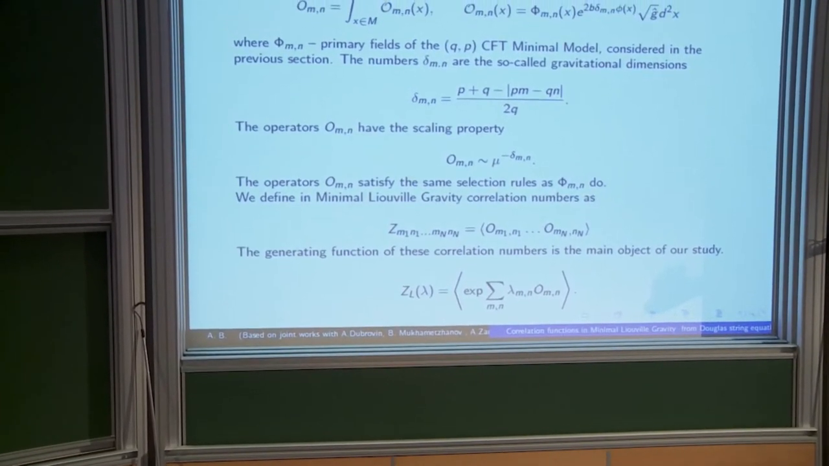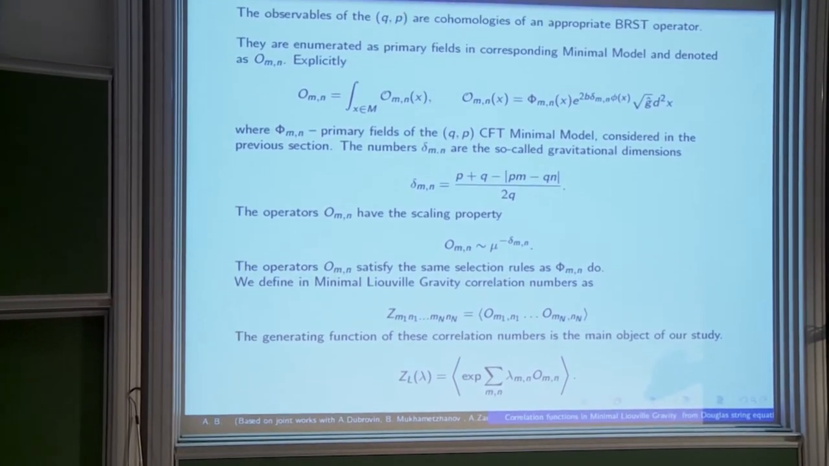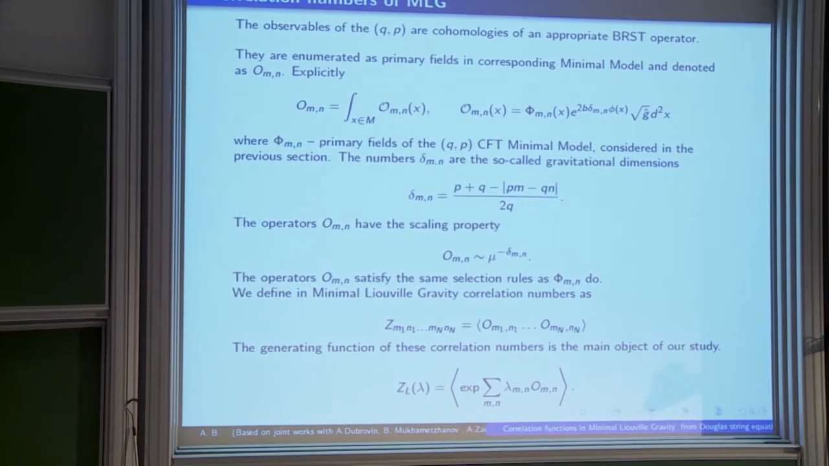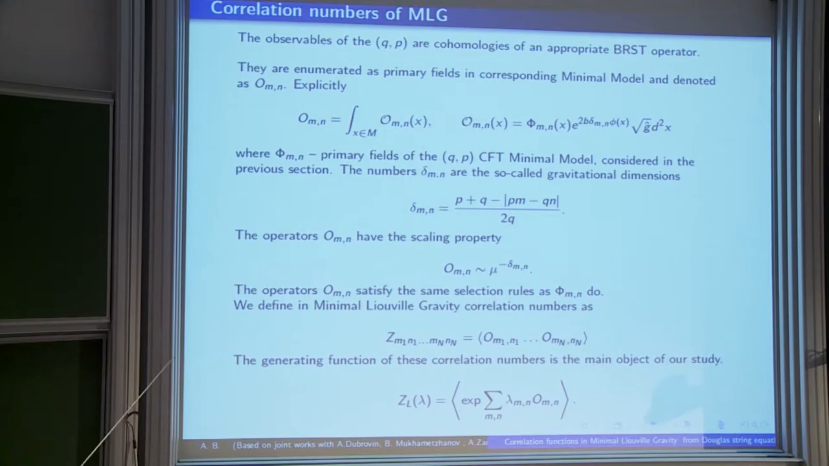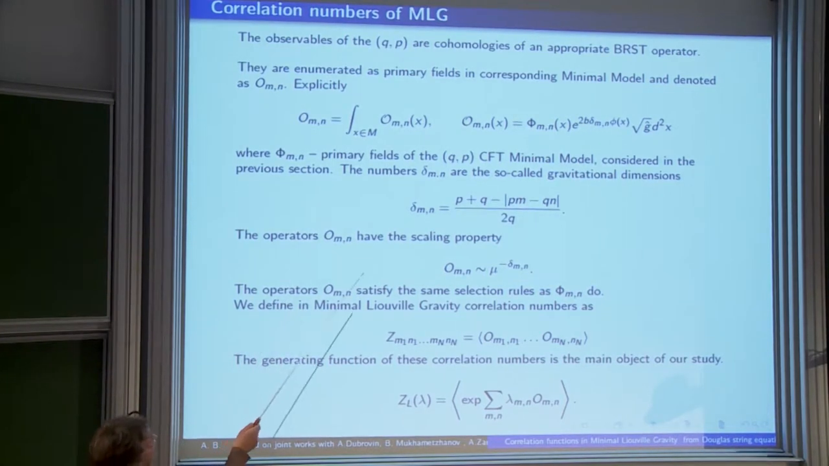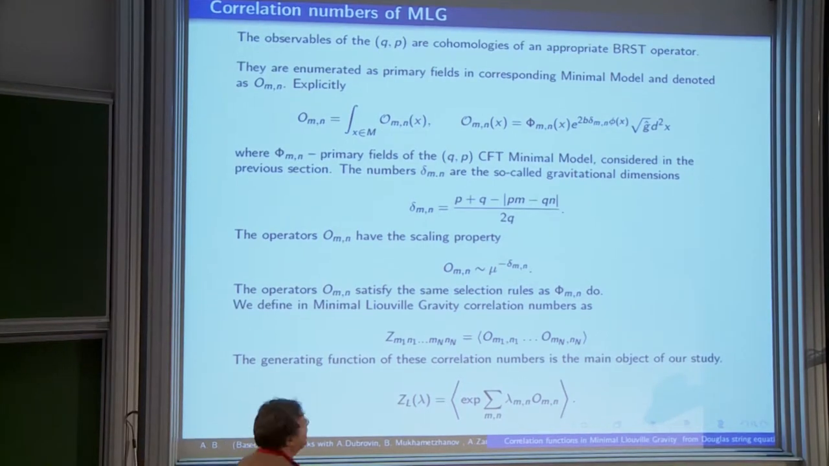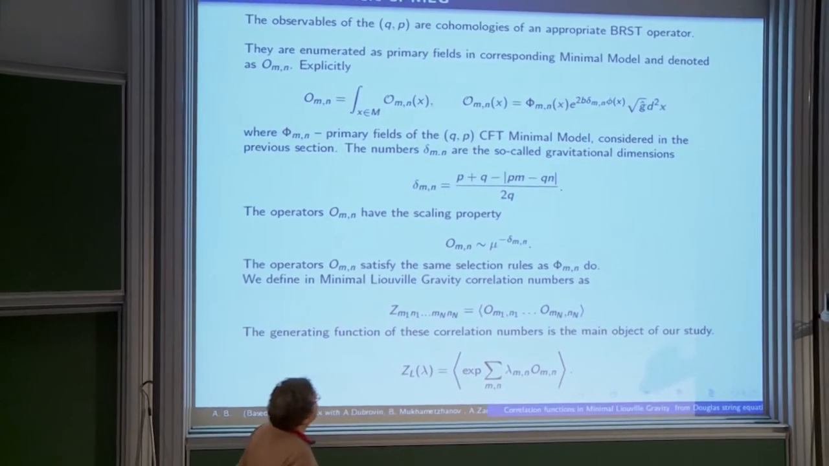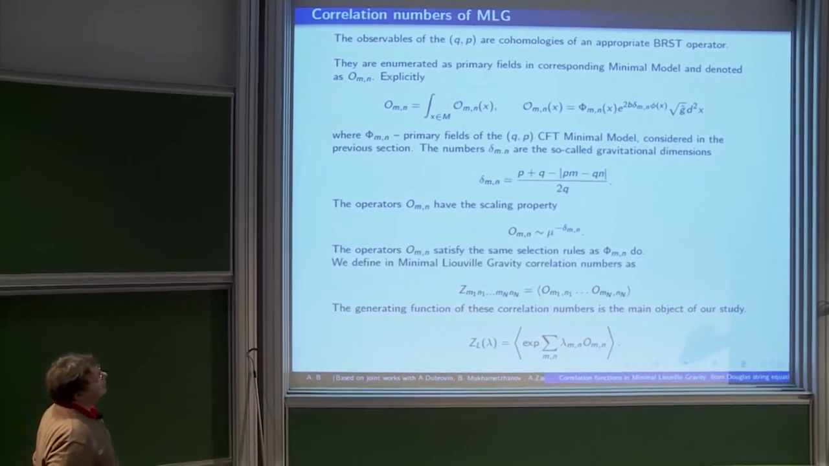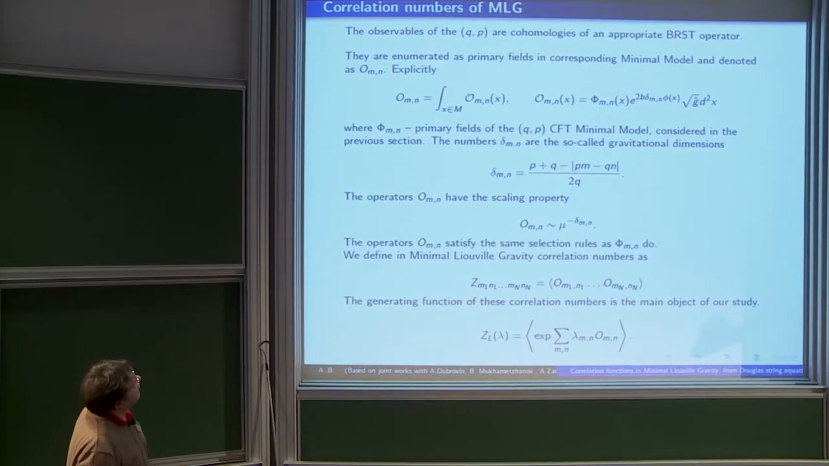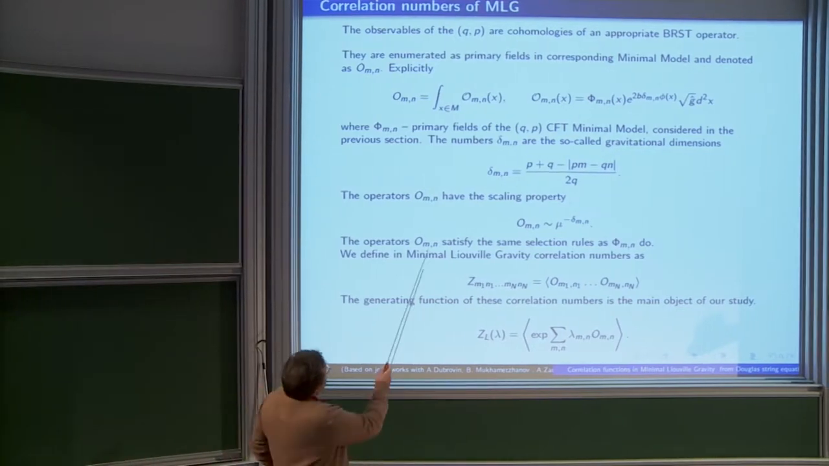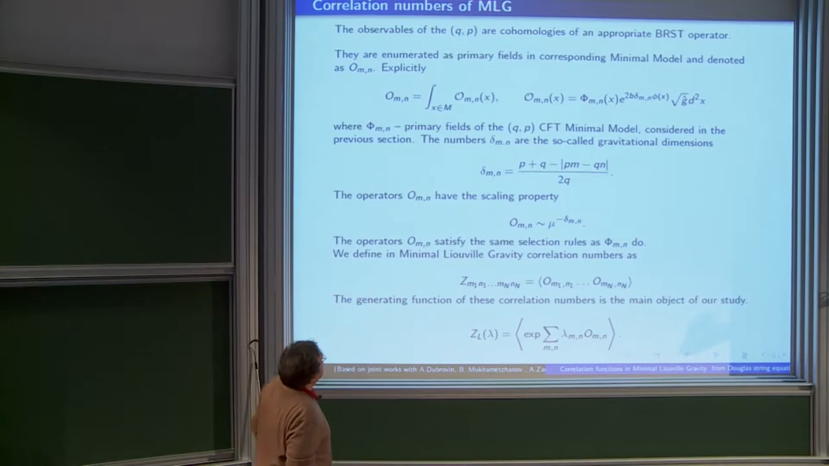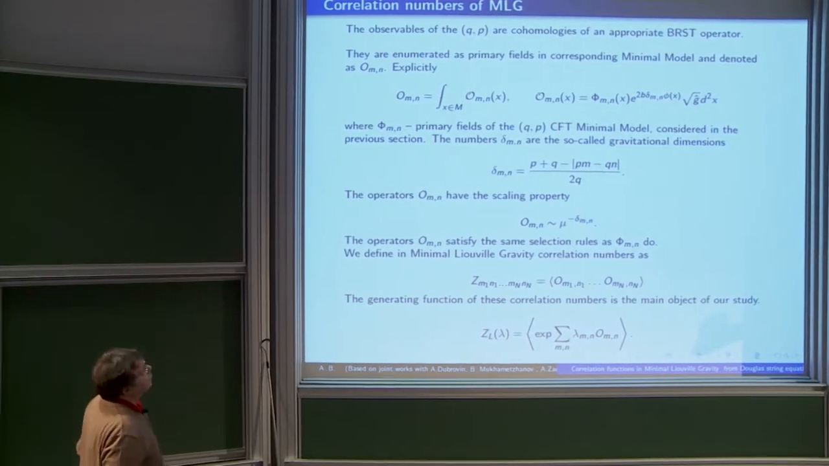Okay, observables in minimal Liouville gravity are cohomologies of the BRST operator, and the simplest observables look like it's written here. They are integrals over our surface, and the integrand O_mn is the product of a primary field of the matter sector and an exponential field in the Liouville sector, and it should be a one-form. From here we get this value for the so-called gravitational dimensions.